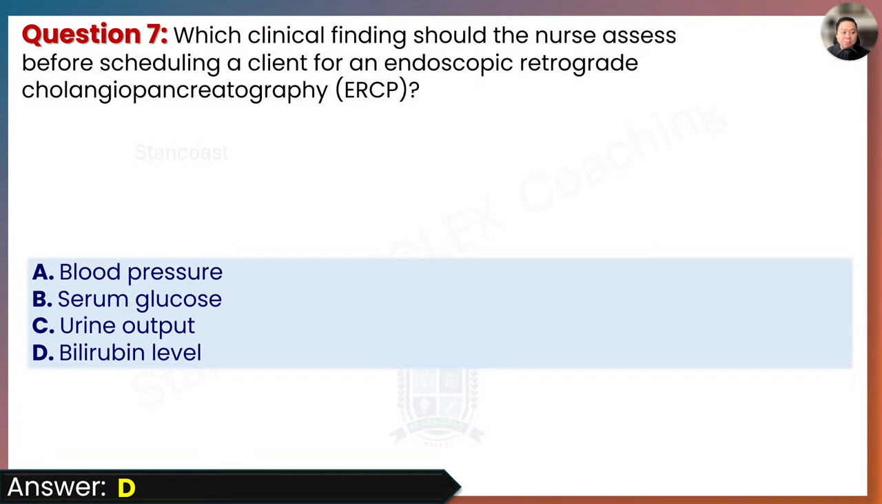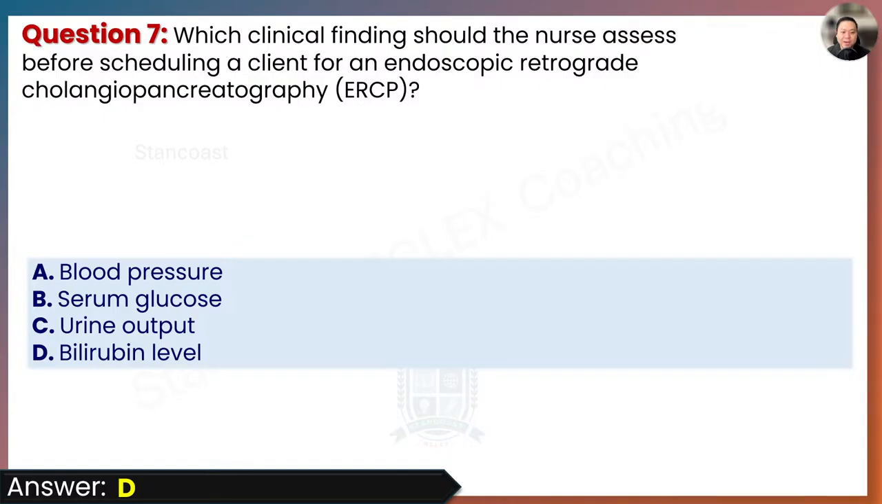Now, what about letter A, blood pressure? We know that blood pressure monitoring is an important part of the overall clinical assessment, but it is not a direct contraindication or consideration for performing ERCP. And the blood pressure levels do not influence the ability to safely conduct the procedure. Now, what about letter B, serum glucose?